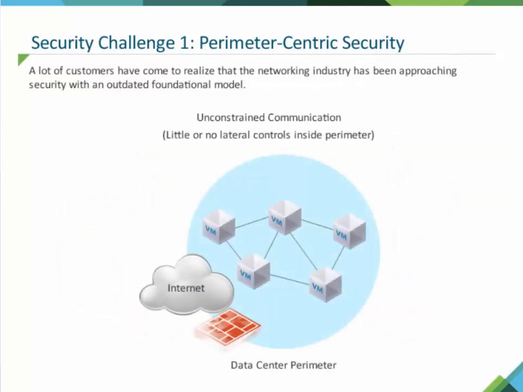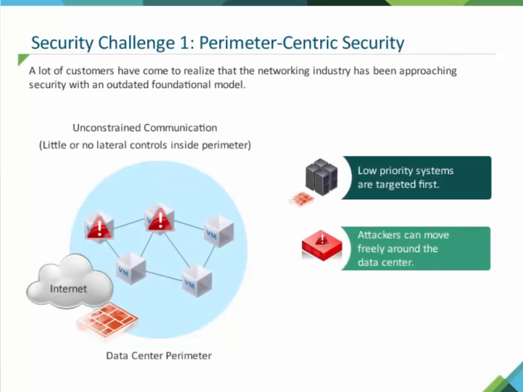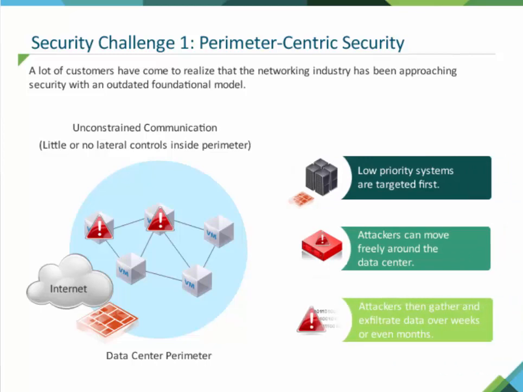A lot of customers have come to realize that the networking industry has been approaching security with an outdated foundational model. The legacy approach believes that as long as you thoroughly secure the perimeter through devices such as NSX Edge firewalls or intrusion prevention systems, you would be able to keep threats on the outside and guard against threats, while the inside of the data center remains trusted. However, we continue to see that threats are still able to make it into the data center, whether through the data center perimeter firewall or other means.